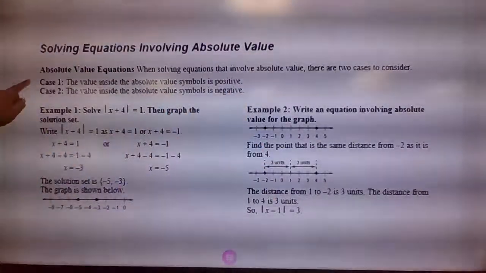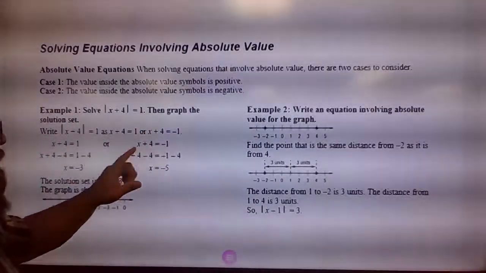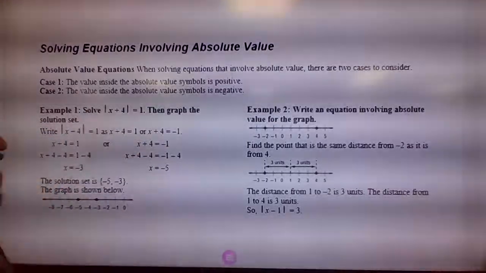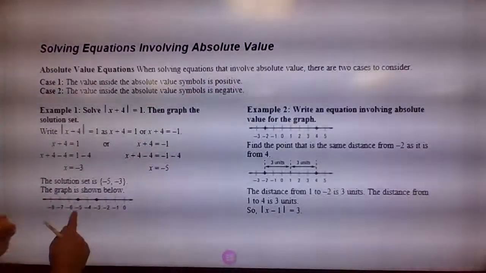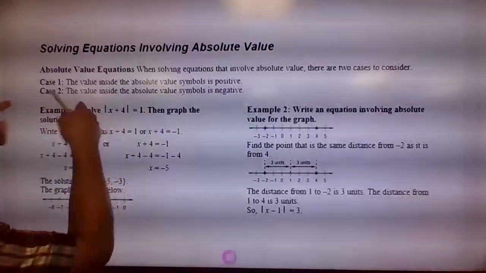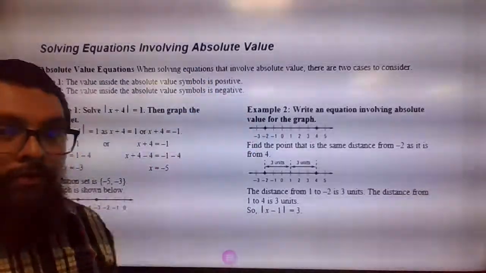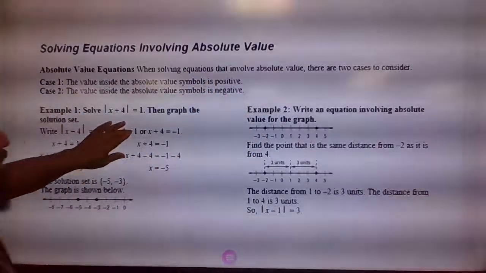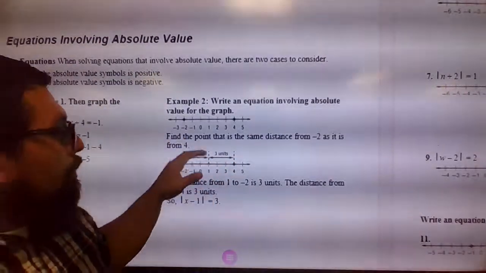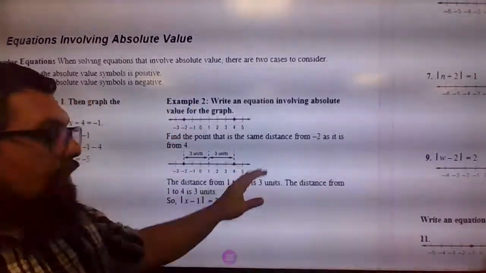Two cases where you have to set it equal to a negative or you have to set it equal to a positive. Here's a negative, here's a positive, solve, you get two answers. And when you graph it, you're going to get two answers. Those two answers make this equation true. And then on this example over here, we went from graphing it to making an equation. There was a little bit of confusion on this.